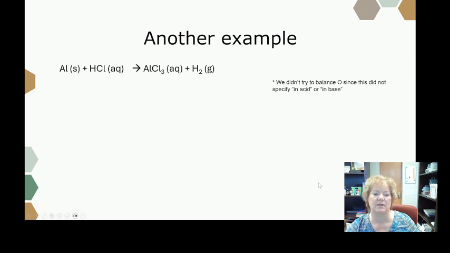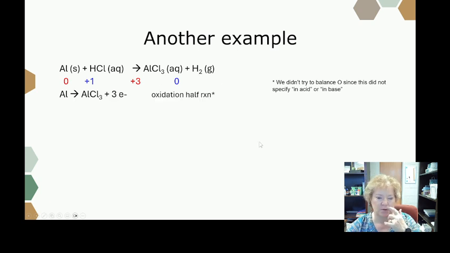Here's another example. I'm just going to step through it kind of quickly. If we assign the oxidation numbers, aluminum is going from 0 to +3. Hydrogen is going from +1 in the compound to, it's an element, so it's 0. These aren't lined up, but our oxidation is the one going from 0 to 3. That's aluminum going to aluminum chloride. That would take, there's only 1 aluminum, that would take 3 electrons. Goes on the more positive side.